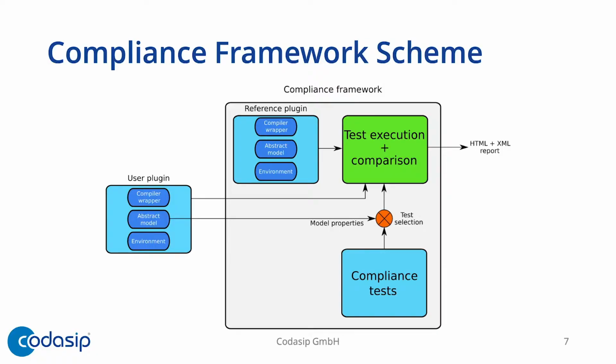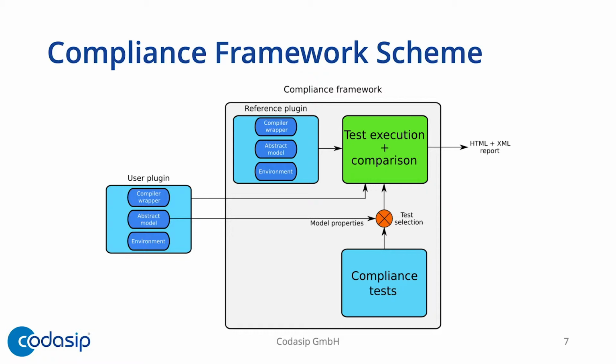So here's the scheme of the framework. You can see it has only one input, which is the user plugin. The user plugin here represents the tested model. So it stores its configuration and behavior and its general interface to the model. The plugin has 3 components. The first component is compiler wrapper. As I talked about earlier, it serves for the source compilation.